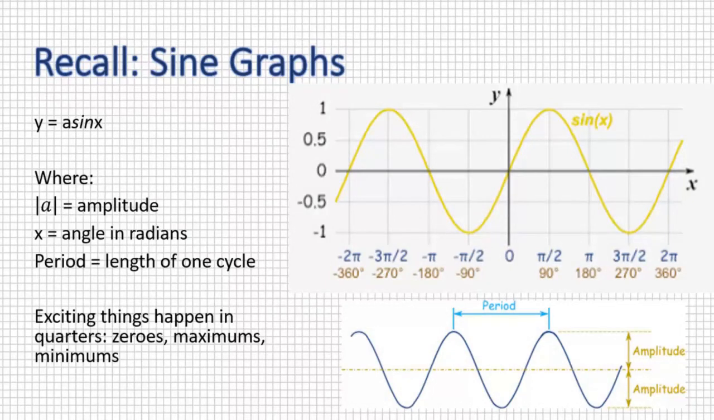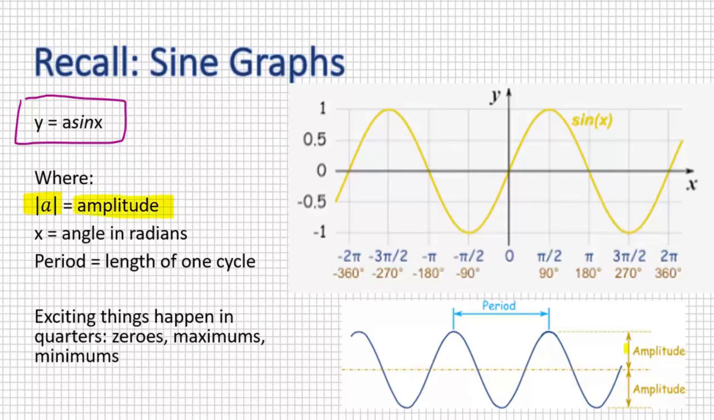We've already looked at the graphs of sine and cosine. Previously, we saw the graphs of y is equal to a times the sine of x, or a times the sine of theta, or y is equal to a times the cosine of x, or y is equal to a times the cosine of theta. Remember that a, or rather the absolute value of a, is the amplitude of this function.